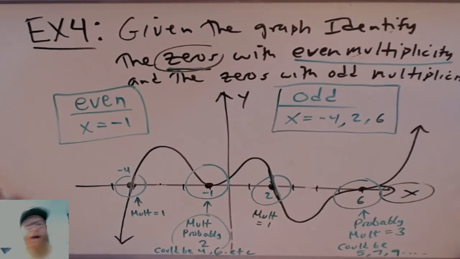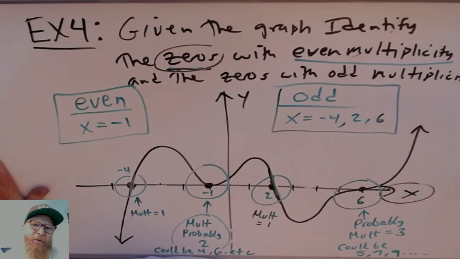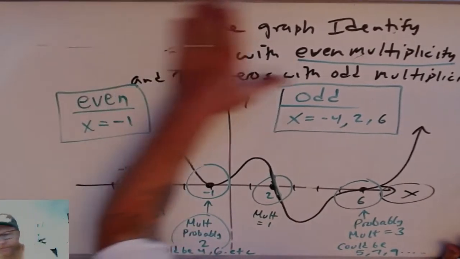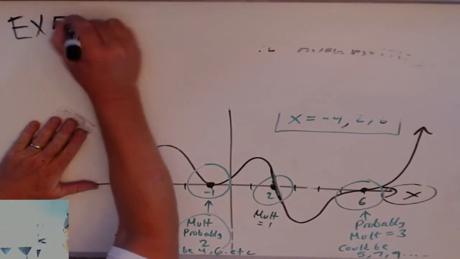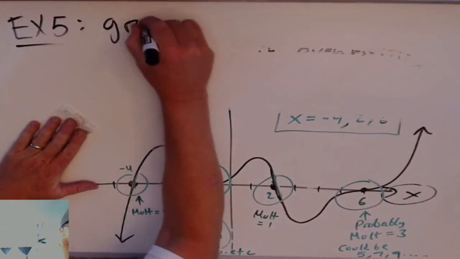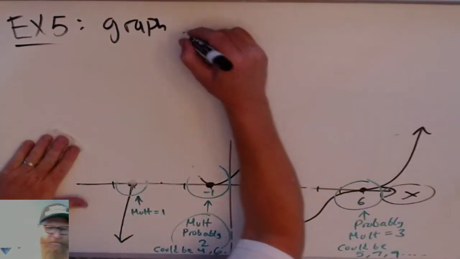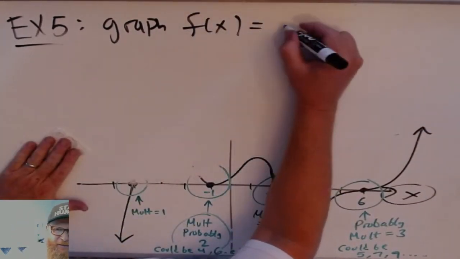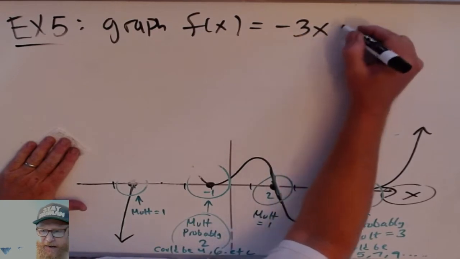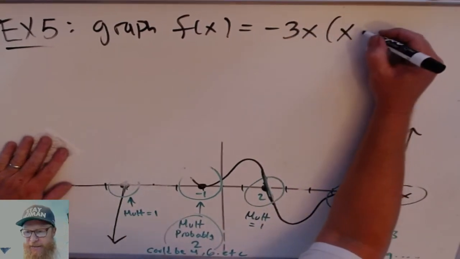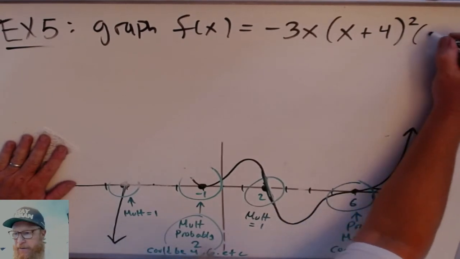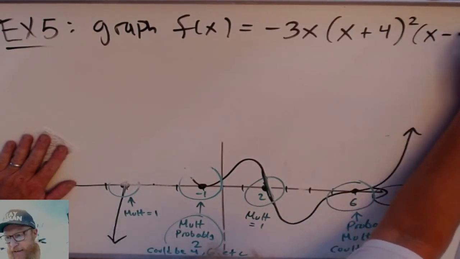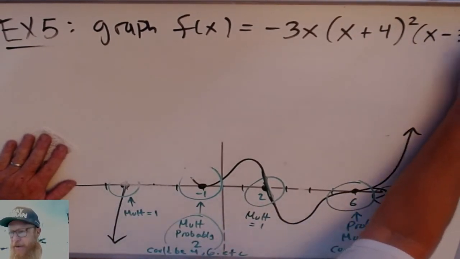All right, let's do some graphs. I know I've been saying that for a while now, but let's actually draw a graph from scratch. Example 5. Graph f of x equals negative 3x times (x plus 4) squared times (x minus 3).